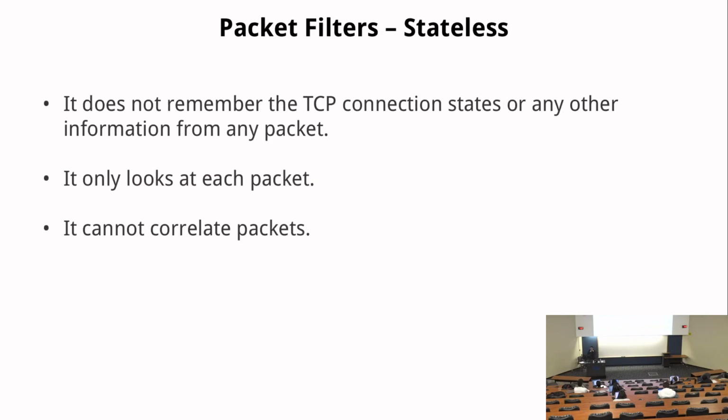Also for firewalls, there are two different categories. One is called stateless firewalls. Stateless firewalls do not remember the TCP connection states or other information about the packets. So they don't remember the history of packets. They don't have the concept of a flow, right? They only look at each packet. So every time you get a packet, look at it as an independent one. Do not think about previously there was another packet and they are related.